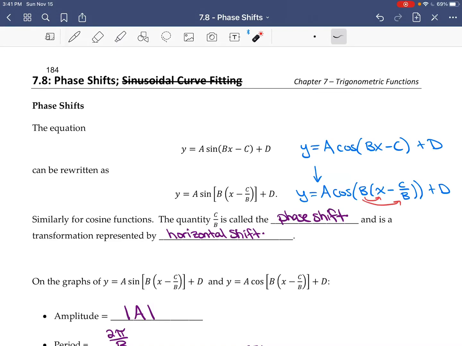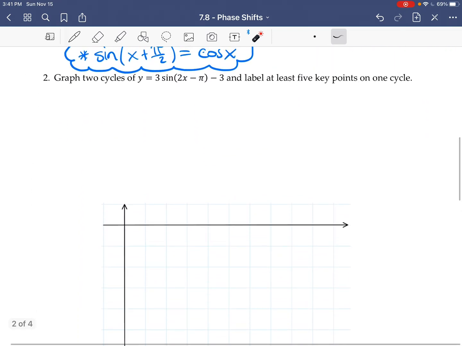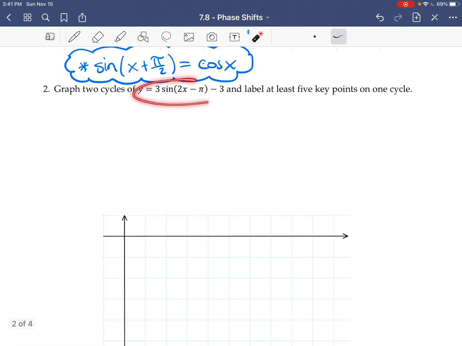In this video, we're going to do a couple more examples using phase shifts. Okay, so transformations, but in particular ones that have this phase shift going on. So let's look at the first one here. We want 2 cycles of this graph: y equals 3 sine of 2x minus pi, minus 3. We want to label a bunch of points.